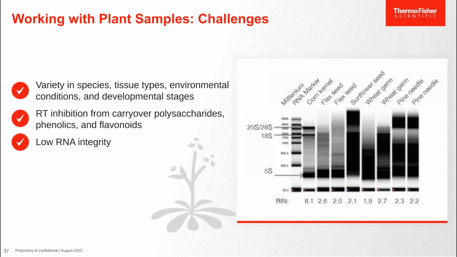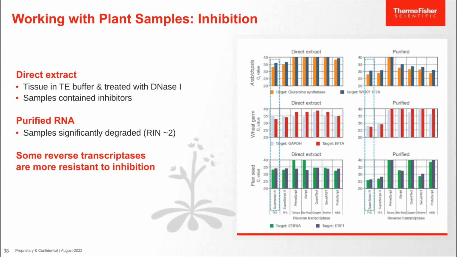The gel shown here is demonstrating the high levels of RNA degradation that is commonly observed across a wide variety of plant tissues. When plant RNA is reverse transcribed with different reverse transcription reagents, large differences in CT values and differences in RT-qPCR results are observed.